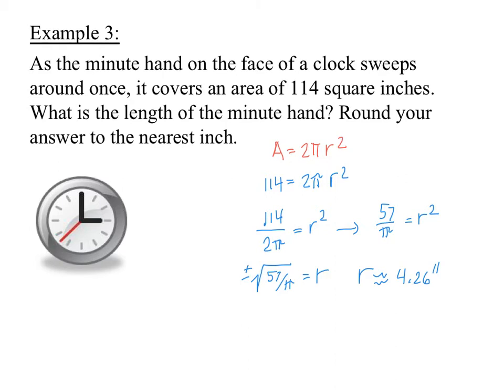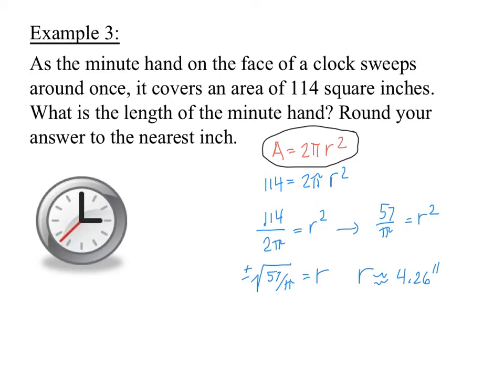So we have another area problem. As the minute hand on the face of a clock sweeps around once, it covers an area of 114 square inches. What is the length of the minute hand? Round your answer to the nearest inch. Well, here we get the area is equal to 2 pi times r squared.